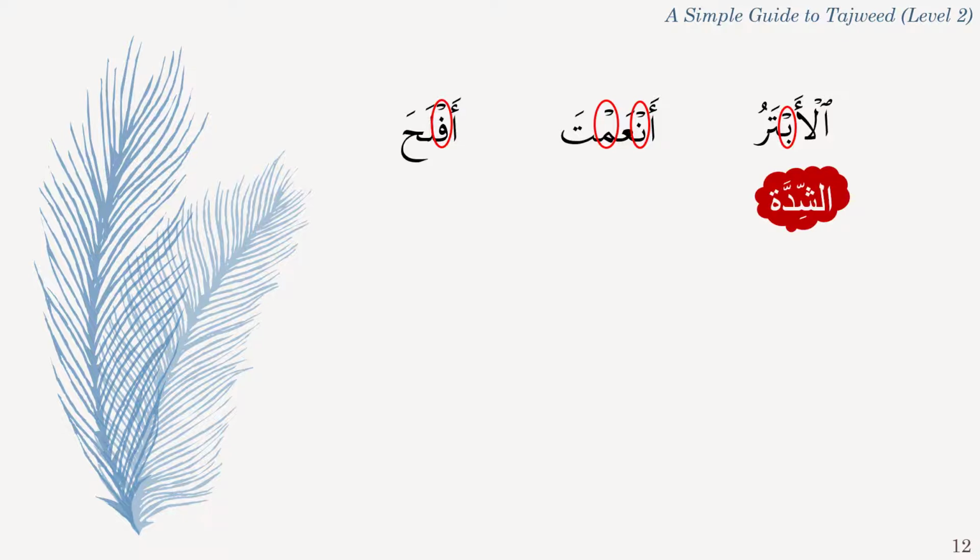In the second word, letters Noon and Meem took longer time as they are from the letters of Al-bayniyah.